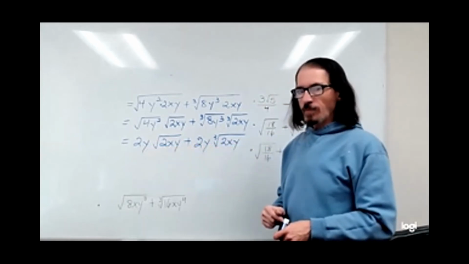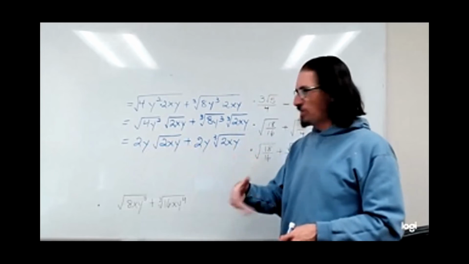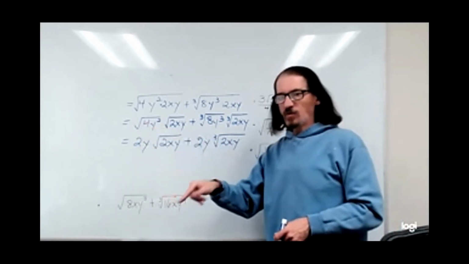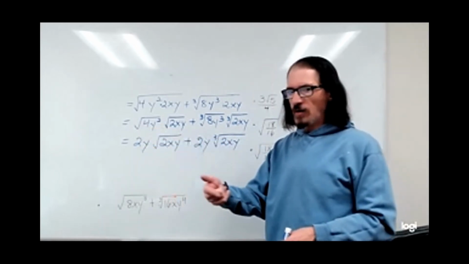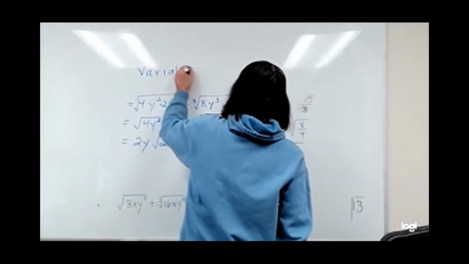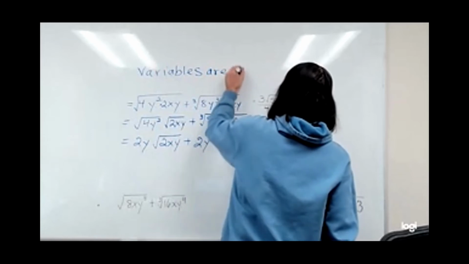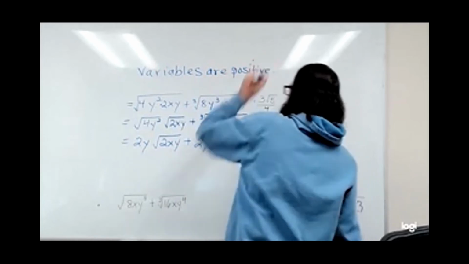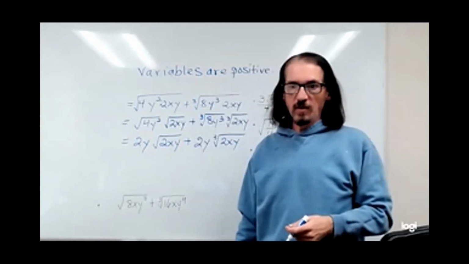By the way, I should have mentioned this earlier, but we're assuming that the values that go in for the variables are positive, so that we don't have to worry about writing anything to do with absolute values when we have even indices.